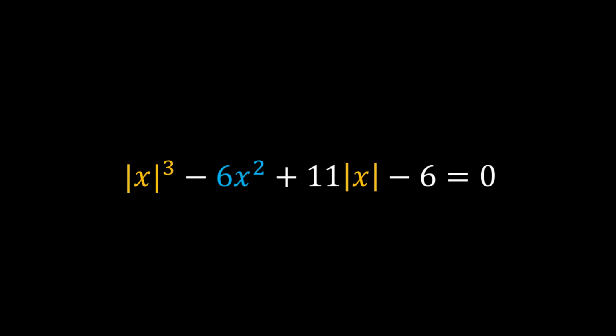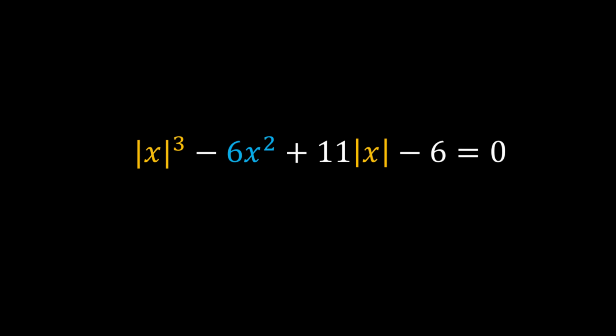But here's the interesting part. There's a really clean way to crack this, and it uses the same substitution idea we use for higher degree equations. Let's look at our equation more carefully. Absolute x cubed minus 6x squared plus 11 absolute x minus 6 equals 0. At first, it looks mismatched. We have absolute x cubed, but we also have x squared. How do we combine those into one clean pattern?